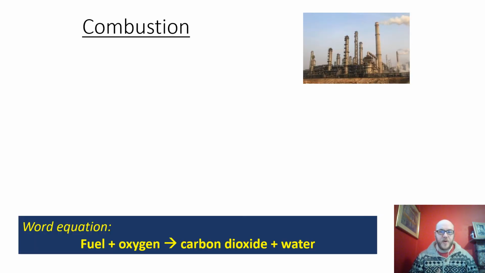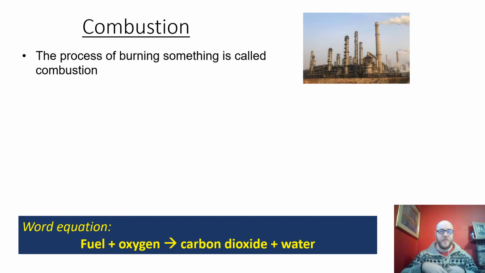Okay, the final process in the carbon cycle is combustion. Now this is the process of burning things, and that's taking a fuel, combining it with oxygen and heat, and causing it to burn. Now there are two types of combustion. There's complete combustion and incomplete combustion. Incomplete combustion will leave behind horrible sooty, carbony residue, and complete combustion burns everything, turns into carbon dioxide and water.